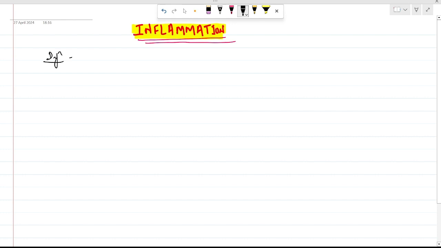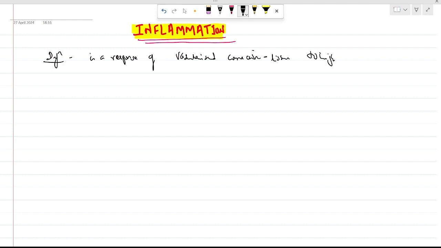Okay, the definition is: inflammation is a response of vascularized connective tissue to injurious stimuli. Okay, it is a response of the vascularized connective tissues to injurious stimuli.